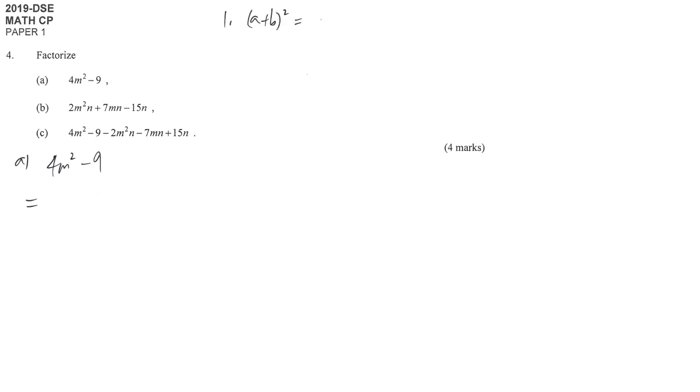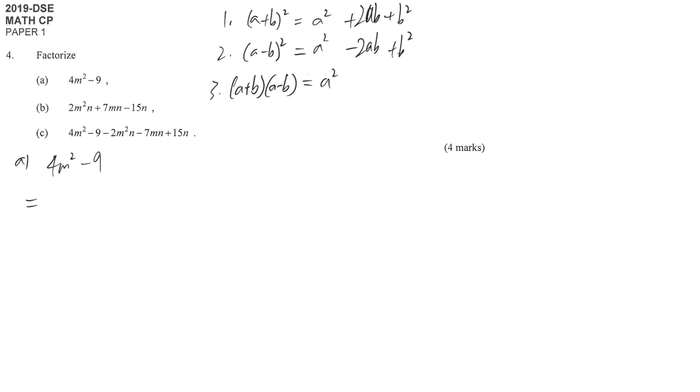Just some revision. Identity, we know the first one, and also the second one, a minus b bracket square is a squared minus 2ab, and then plus b squared. And finally, a plus b times a minus b is equal to a squared minus b squared. If we recognize any format in the right hand side, we can change it to left hand side format. This process is called factorization.